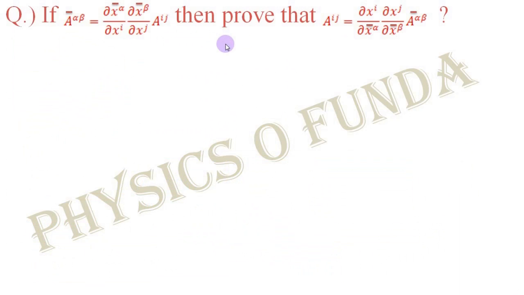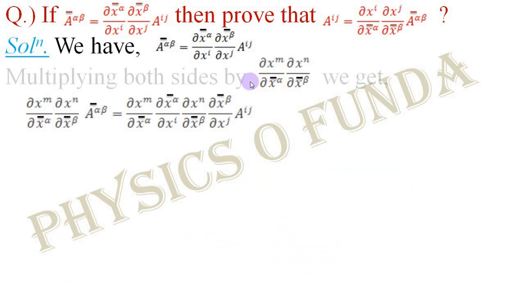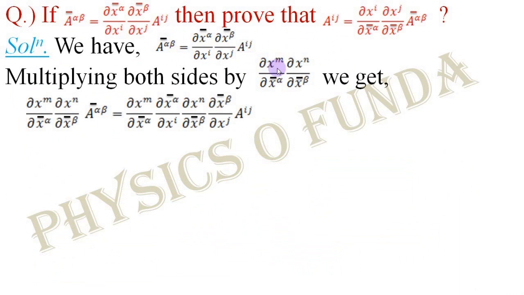Now, with these transformation relations, we have to solve a few problems. One of them is on the screen. This is nothing but the reverse transformation relation for a contravariant tensor of rank 2. To solve this problem, let's start with the given equation. If we multiply the given equation with ∂x^m/∂x̄^α and ∂x^n/∂x̄^β, then we get the left hand side like this, and for the right hand side we made some rearrangement.